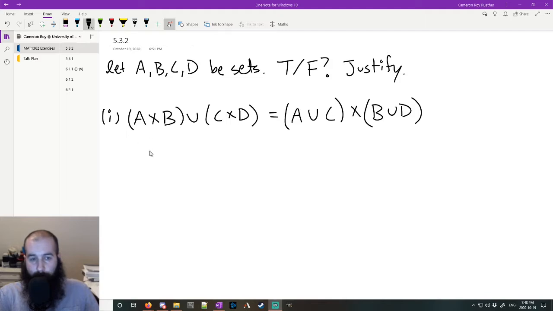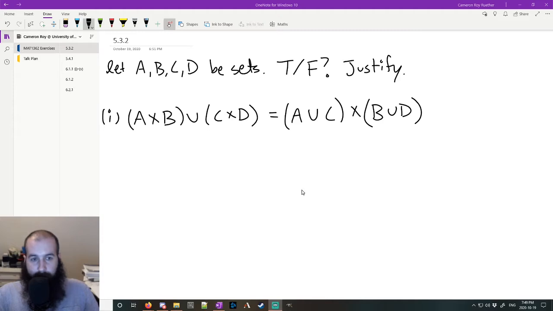false that in part 1, this equality holds, that the Cartesian product of A and B union the Cartesian product of C and D is equal to A union C cross B union D. If this is true, we'd like to provide a proof that these sets are equal, and if it is false, we need to demonstrate so with a counterexample. Now this actually ends up being false.